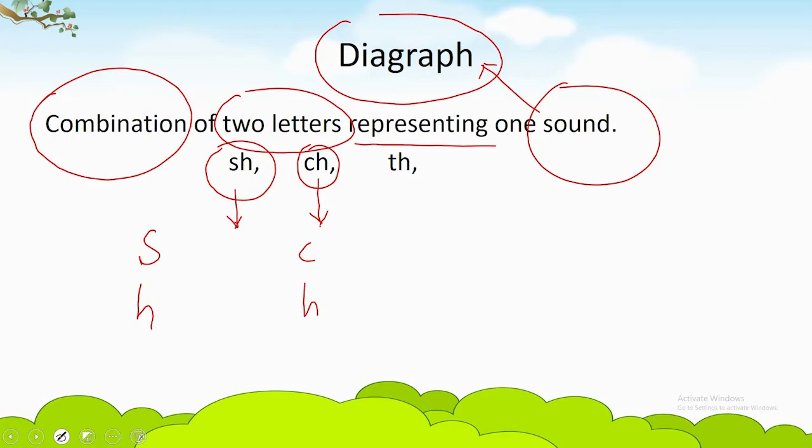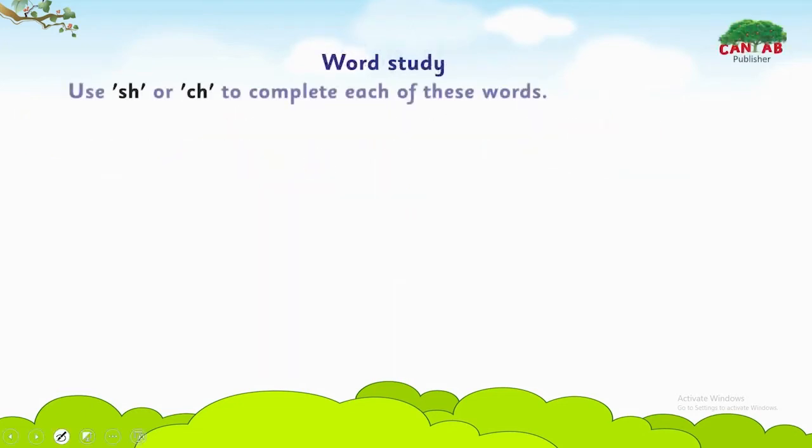The third one is TH. T sounds for T and H sounds for H. But here, when we combine the two letters, T and H, it sounds like th. Now, let's see the examples.